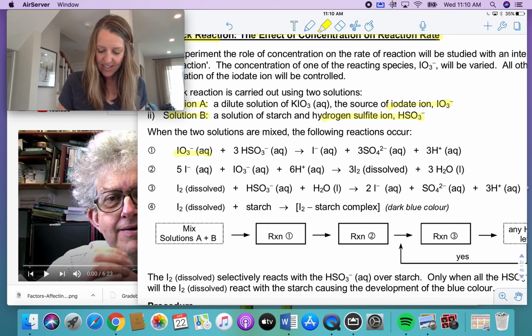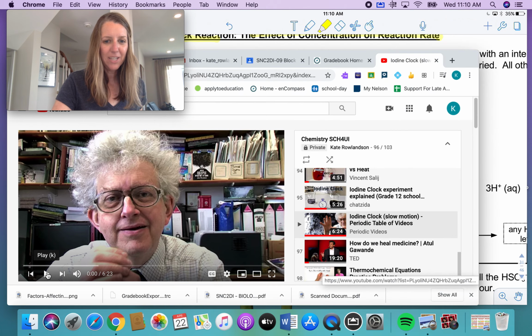Those iodates turn into some sulfates, and then you get reaction number two, and you're looking for reaction number three, where you get the dissolved iodine, and it's going to be able to react with the starch to give this iodine starch complex. That is what turns blue in the clock reaction. All right, so let's go over here and have a look at the video, see if it works and plays together at the same time.